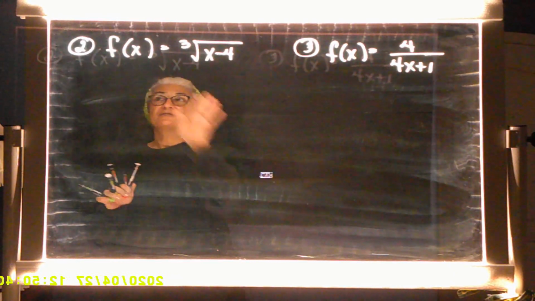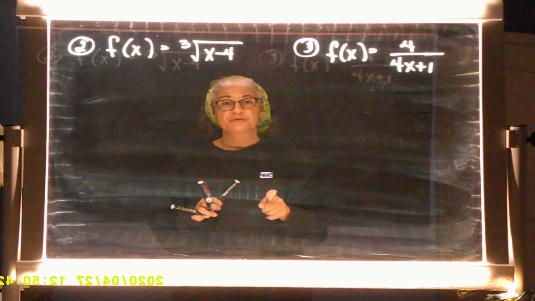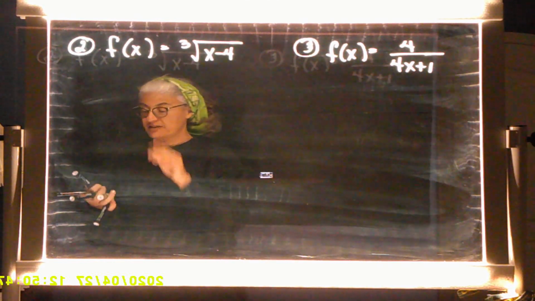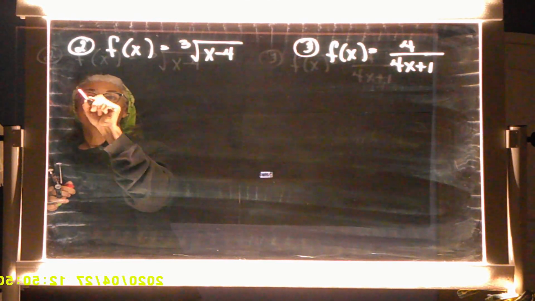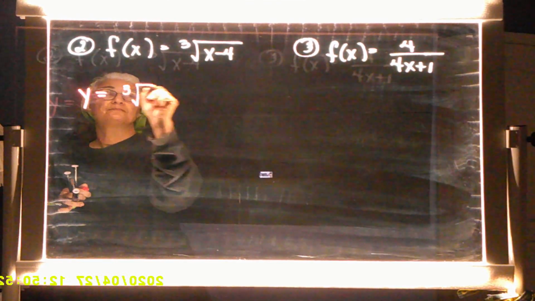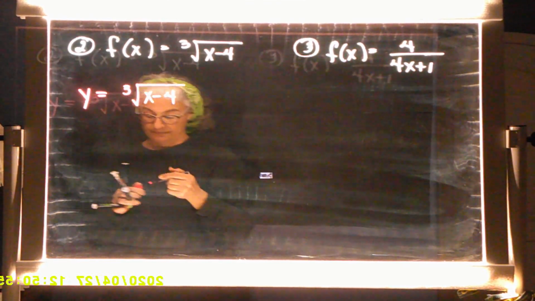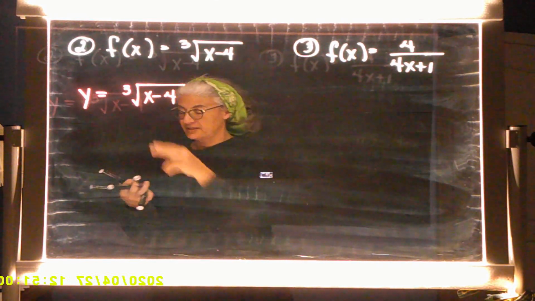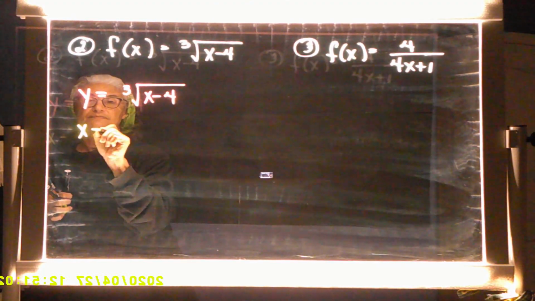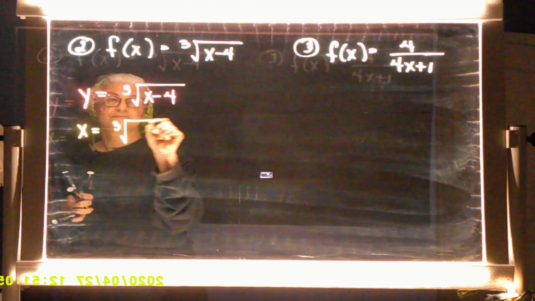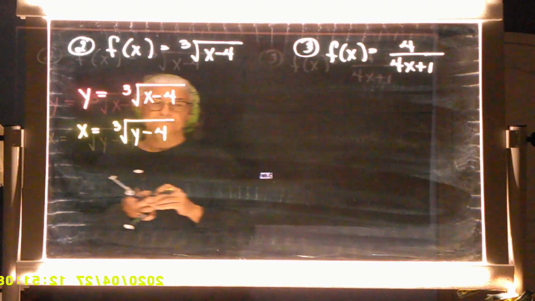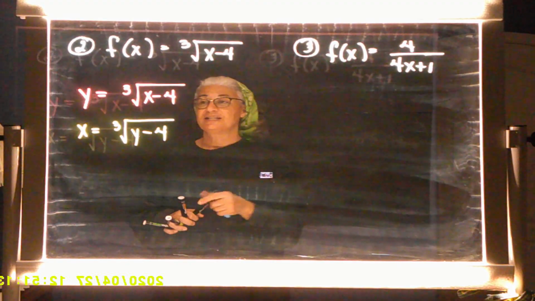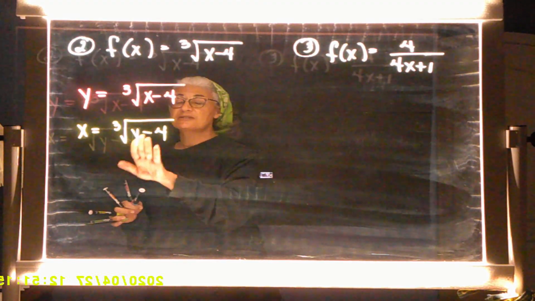Okay, still finding the inverse. Let's look at number 2. So remember your steps. First step was to do what? Yes, replace f of x with y. So, what did our next step say to do? Good. Switch the x and the y. What did the next step say to do? Good. The next step said to literally solve for y.